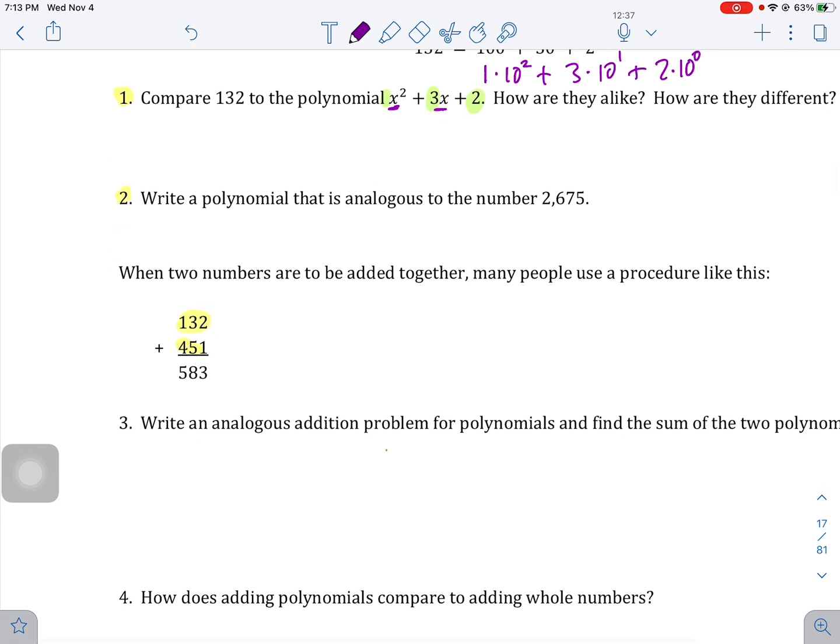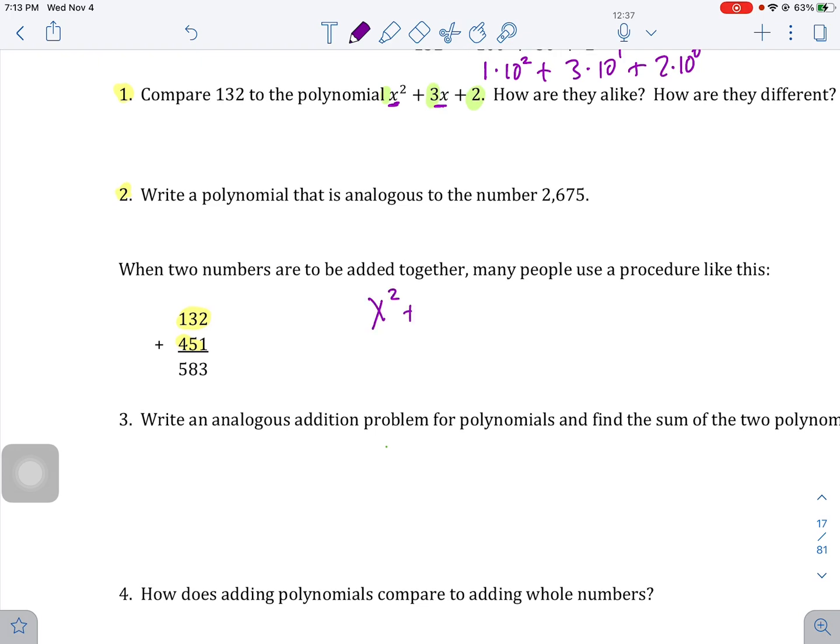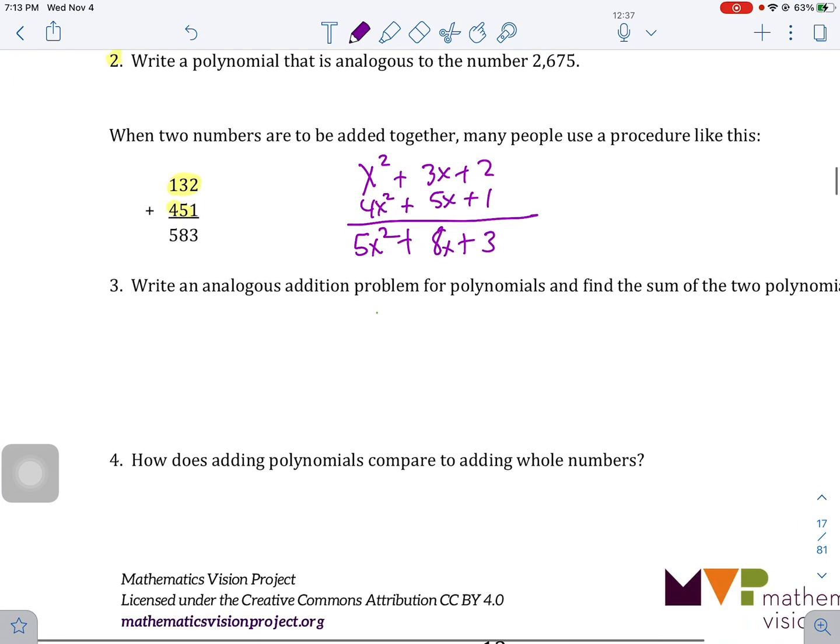Same thing when we do an addition. You could write this as x squared plus 3x plus 2 and 4x squared plus 5x plus 1. And then just like we've done in the past, when we add these up, we get 5x squared plus 8x plus 3. It's the same rules we use with integers.